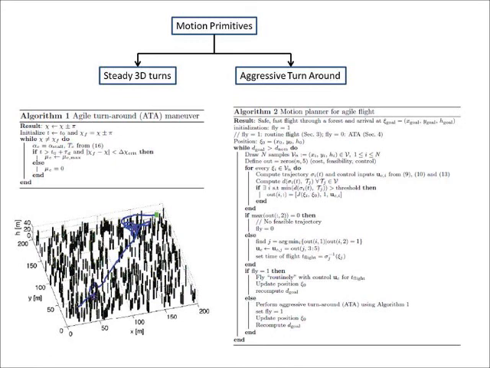By honing the agility of the airframe, the primitives provide a way for robotic aircraft to achieve high-speed flight through a forest.